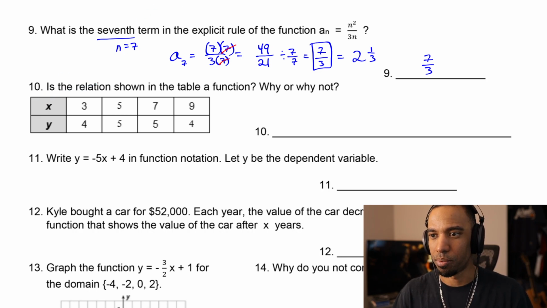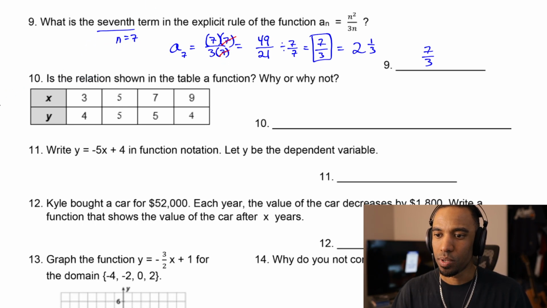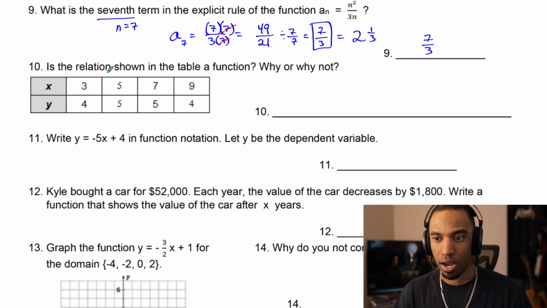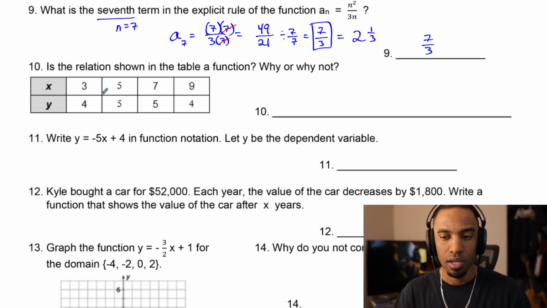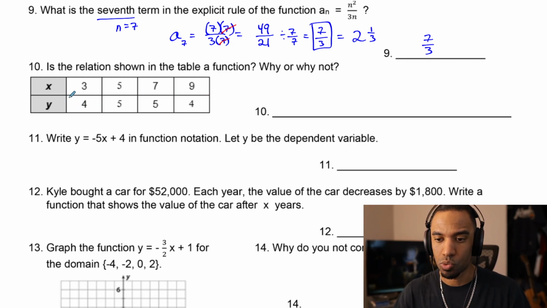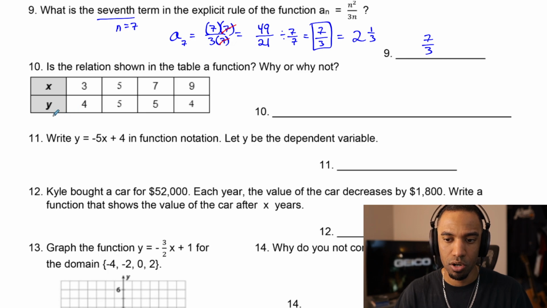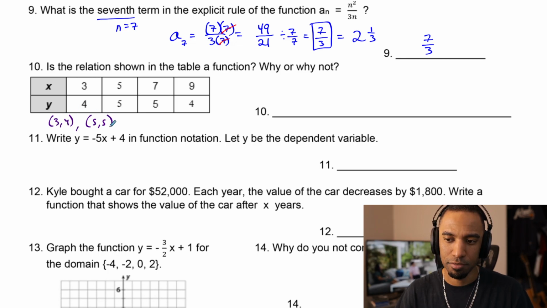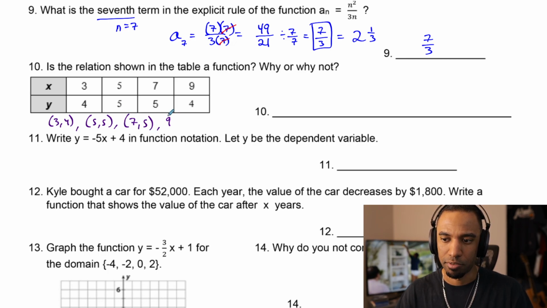Let's keep moving forward. Number 10. Is the relation shown in the table a function? Why or why not? Okay, this kind of goes back to the thing I mentioned in the mapping diagram stuff. Whether or not we draw this, I might as well do a mapping diagram with you on this one, as well as ordered pairs. There are ordered pairs 3, 4, 5, 5, 7, 5, and 9, 4.